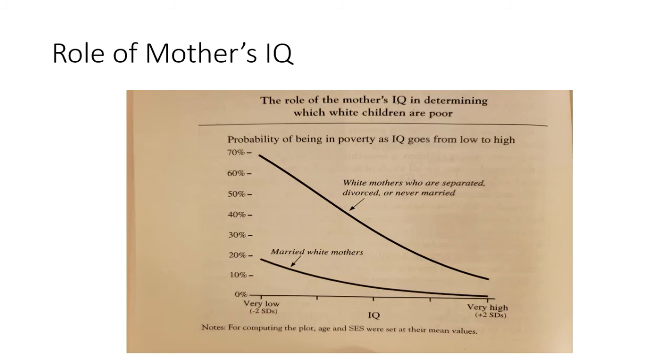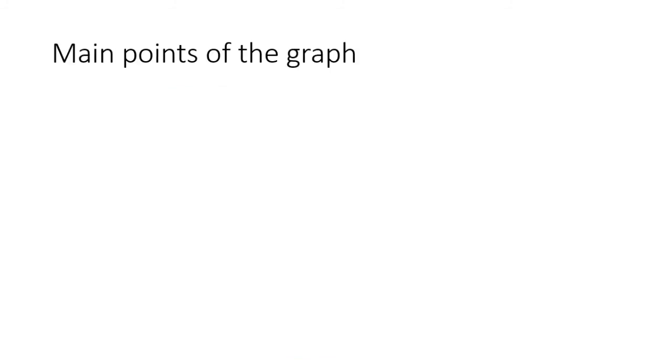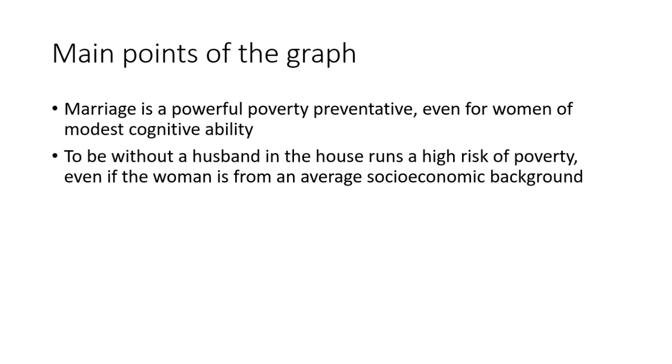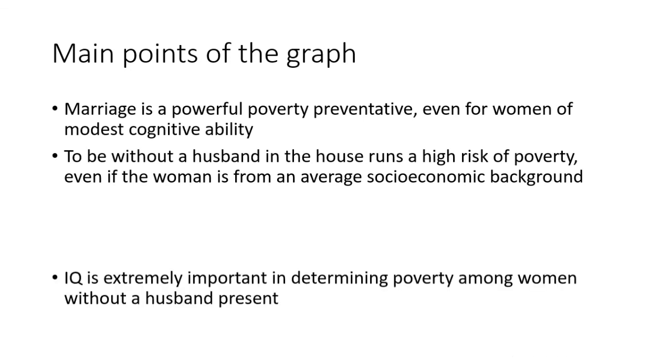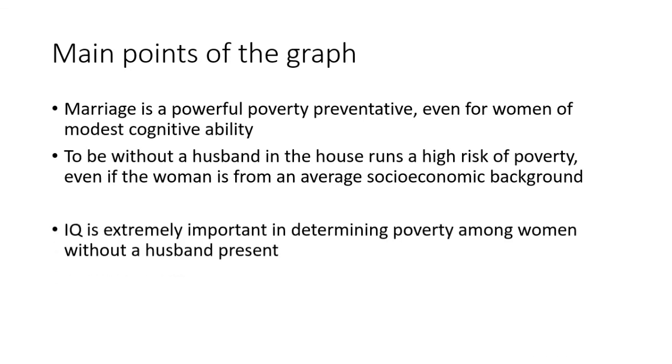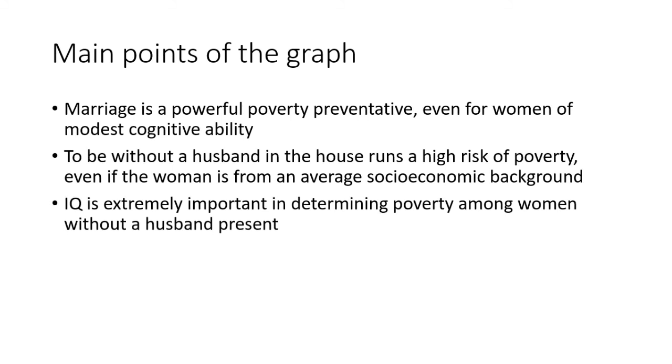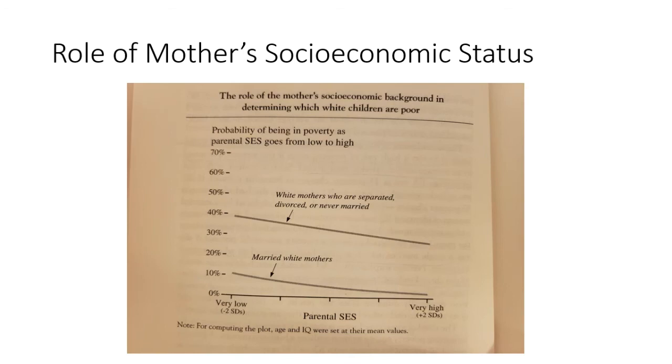So let's continue to the next slide. And what are kind of the points that we take away from this? I think this is the last point. IQ is extremely important in determining poverty among women without a husband present. So very important. I'm getting ahead of myself. We're going to see if it's more important than socioeconomic status. And that's the next slide here. See, got a little ahead of myself.